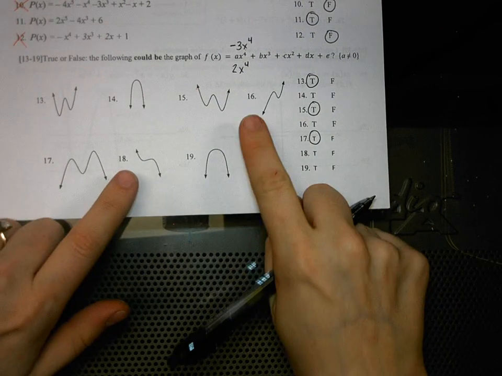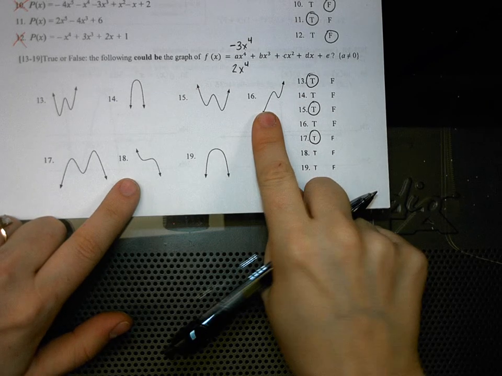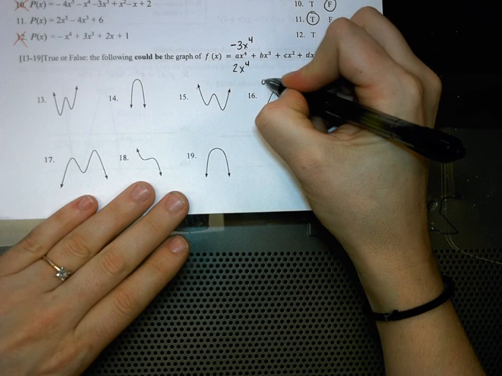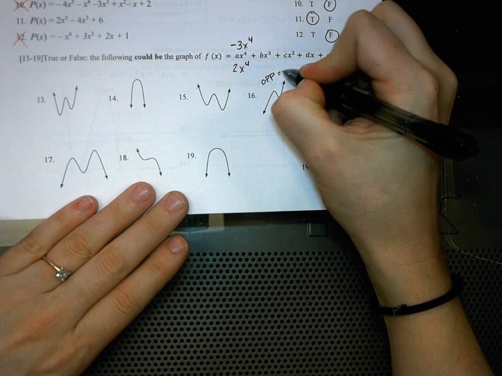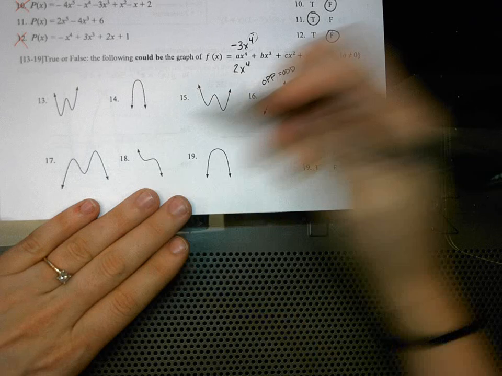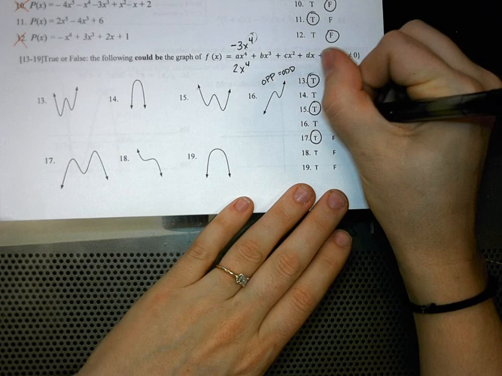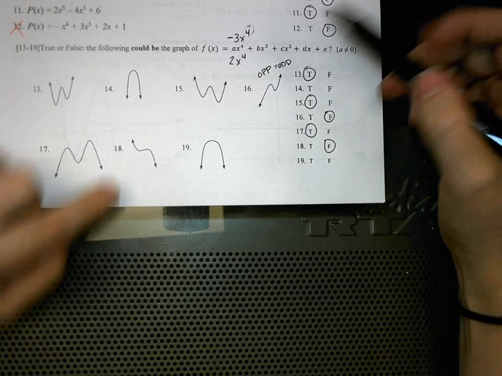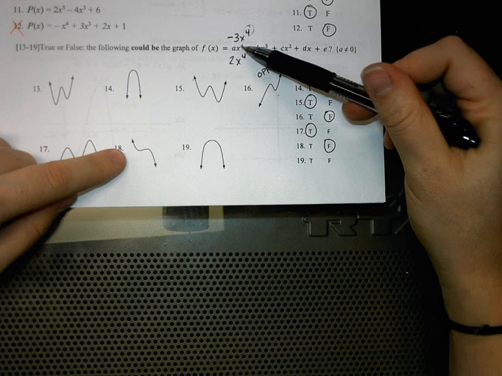Let's take a look at 16 and 18 next. 16 and 18, their end behavior goes in opposite directions. We know that opposite means an odd degree. 4 is an even number. So 16 and 18 have to be false because they are opposite directions, which means their degree is odd.